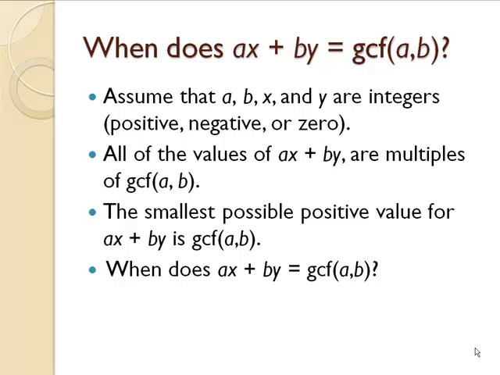The question that we're going to look at is, when does ax plus by equal the greatest common factor of a and b? We're going to assume that a, b, x, and y are integers, and it turns out that all the values of a times x plus b times y are multiples of the greatest common factor, because the greatest common factor divides a and b. The smallest possible positive value for ax plus by is the greatest common factor. So the question we're looking at is, when does ax plus by equal that greatest common factor?